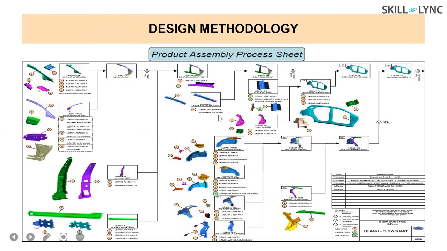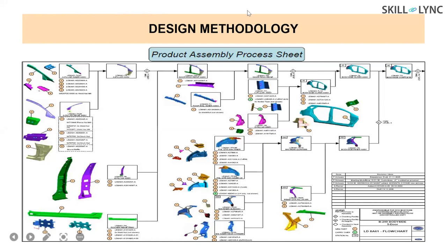So we can just see the layouts. This is an example of the product assembly process sheet. In this, we get details like what are the different components I'm going to weld together. At first, I'm going to weld these components together to form the particular sub-assembly. Then it will move to the next station, where I'm going to perform some of the other operations. So these are the different components which I'm going to assemble together.